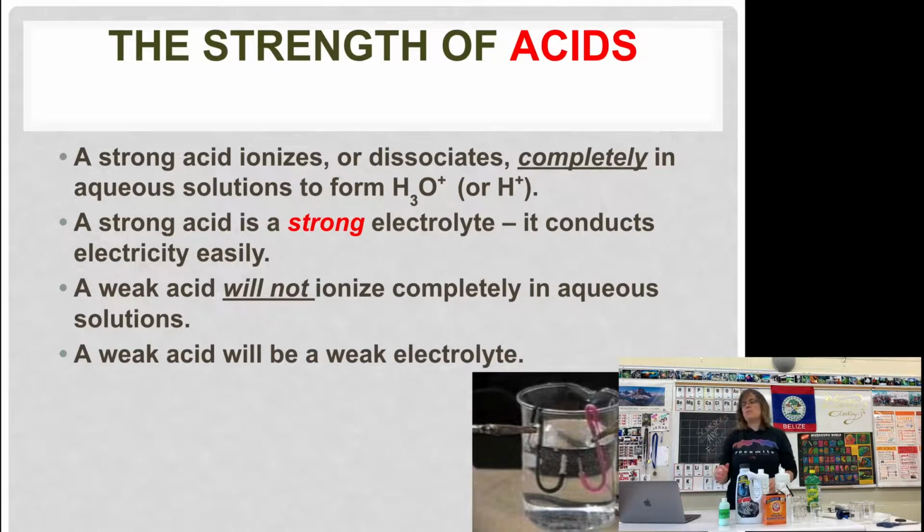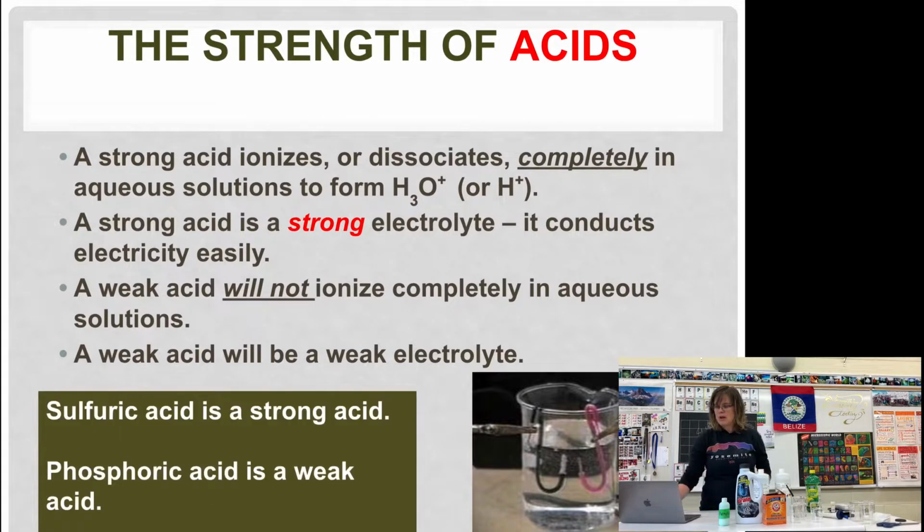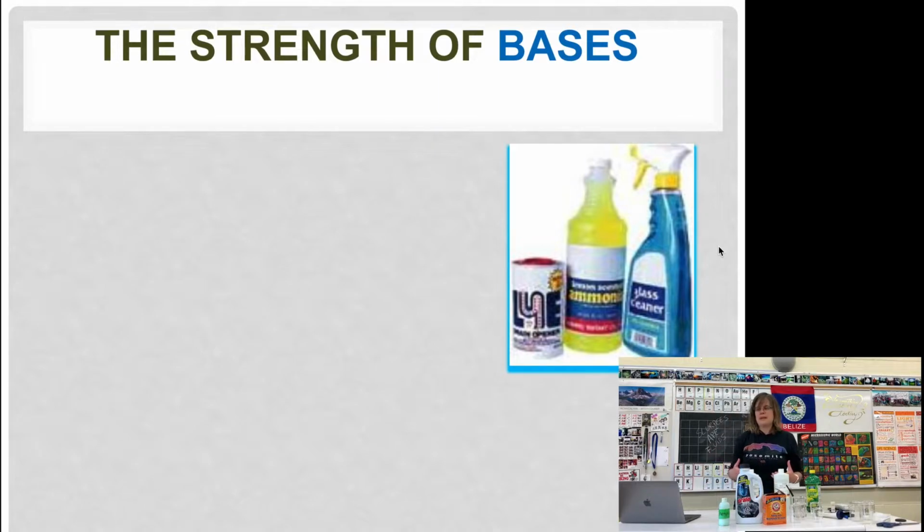A weak acid will be a weak electrolyte, again, which means it won't conduct electricity really well. Sulfuric acid, which I have here, is the strongest acid that we have here in the school or in the lab. It is a very strong acid. Phosphoric acid is a weak acid. So we'll talk about the strength of bases.